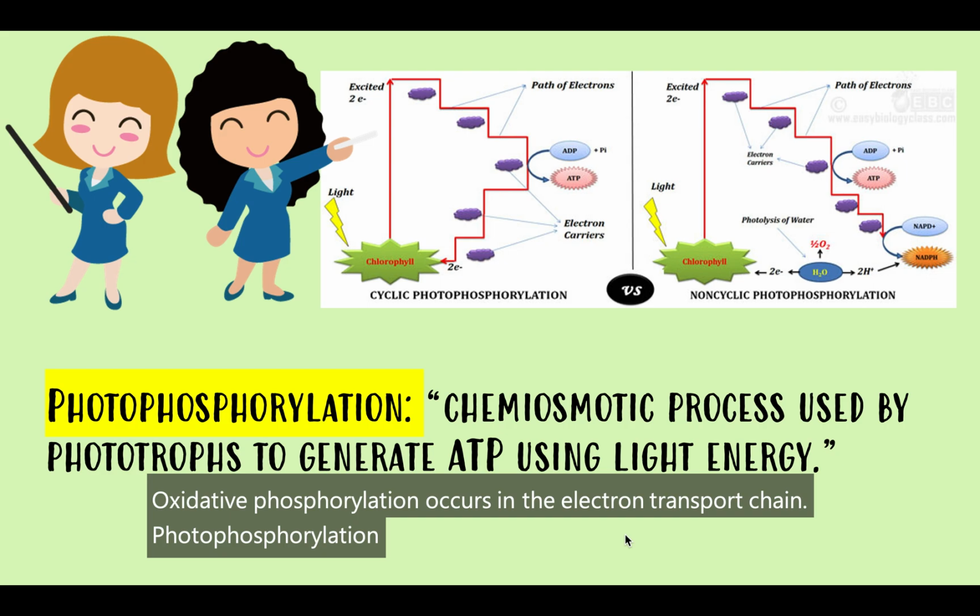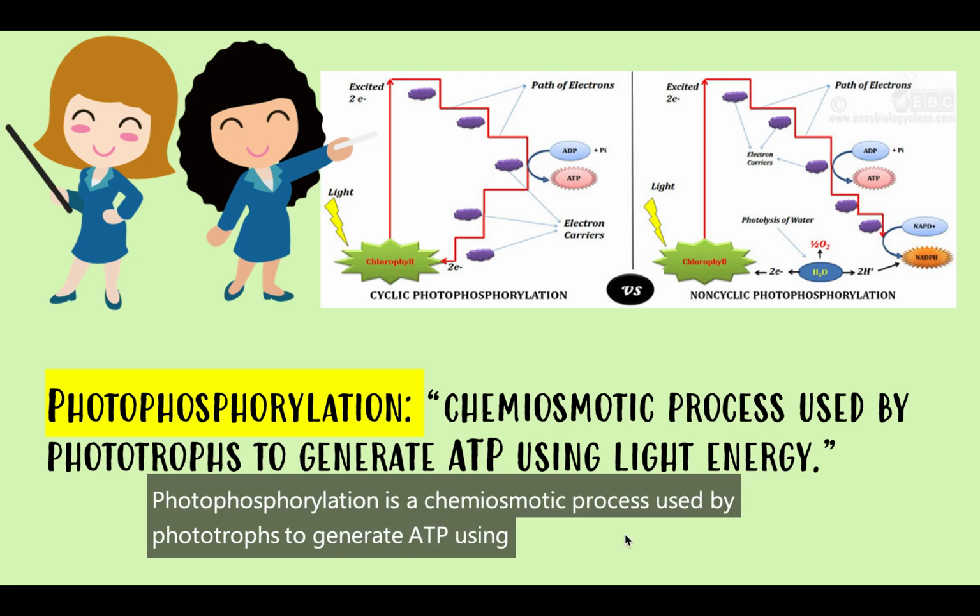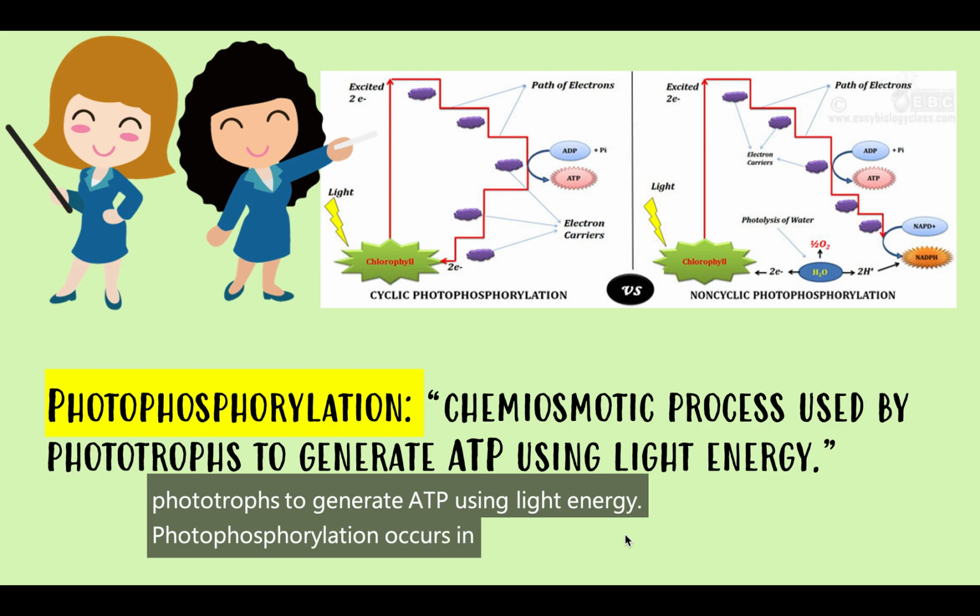Photophosphorylation is a chemiosmotic process used by phototrophs to generate ATP using light energy. Photophosphorylation occurs in photosynthesis.